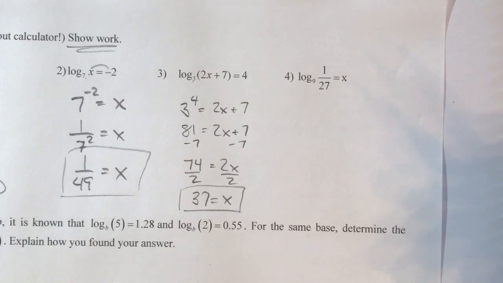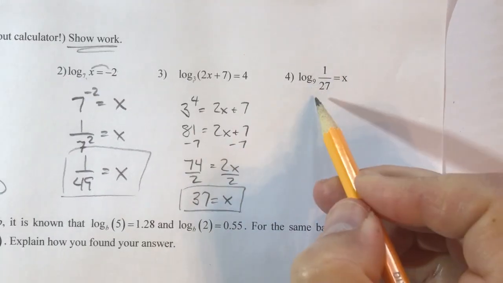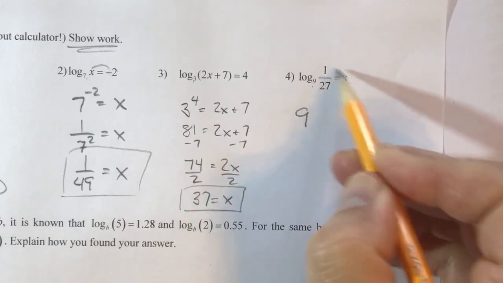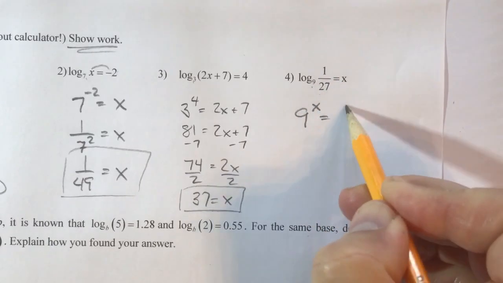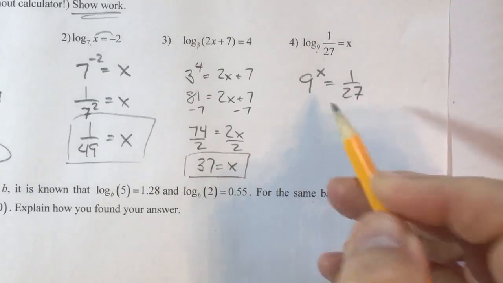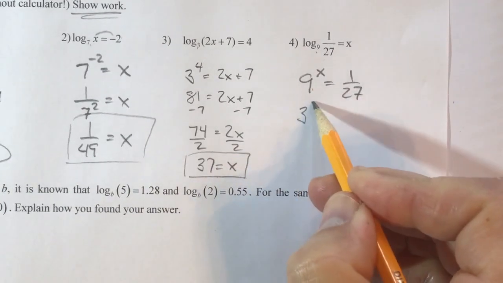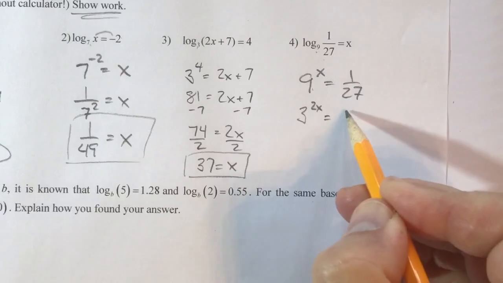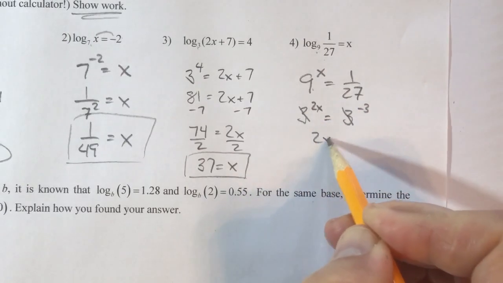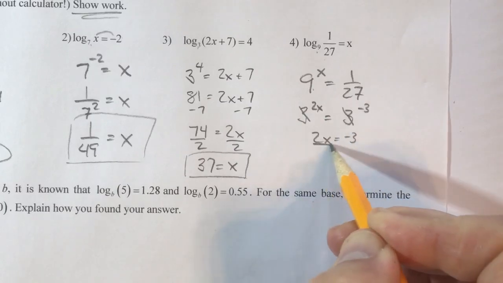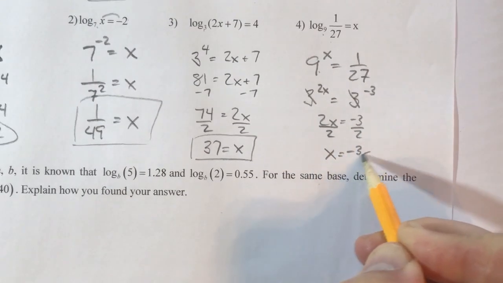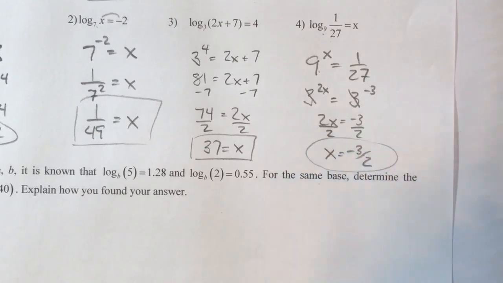Again, you should try one of these. Don't just look at me doing it. Try it yourself. Oh, the base is 9, and we're going to switch these around. X goes on top. 1 over 27 goes here. Hopefully you recognize this. You say, hey, they're both base 3. That's 3 squared. This is 3 to the negative 3rd. Drop my 3's. 2x equals negative 3. Divide by 2. X equals negative 3 halves.